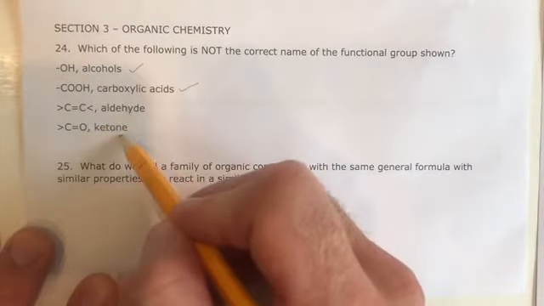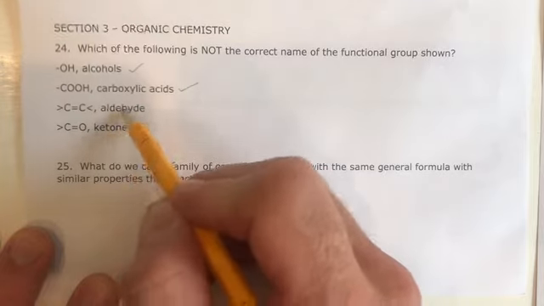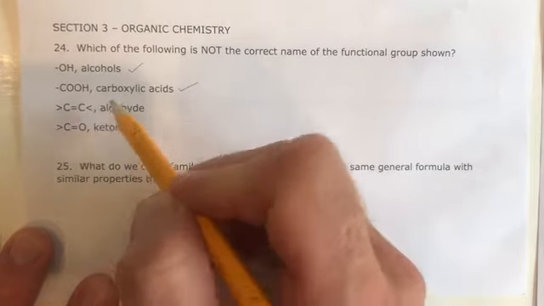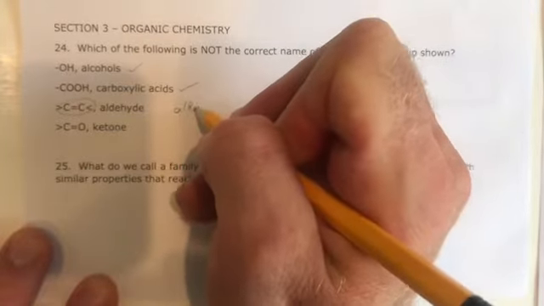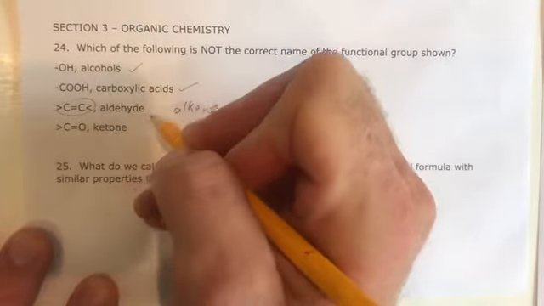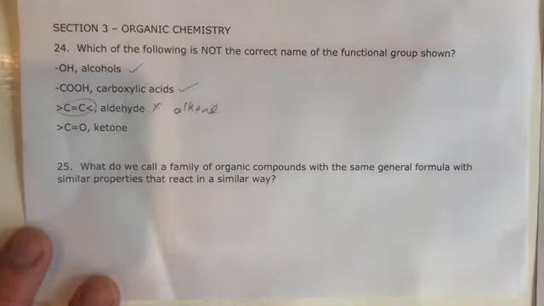These two are new, although even if you haven't looked at those, which you should have done, you should actually recognise a C=C double bond as an alkene. So that is the one that is incorrect. 24% and 76% got that right.